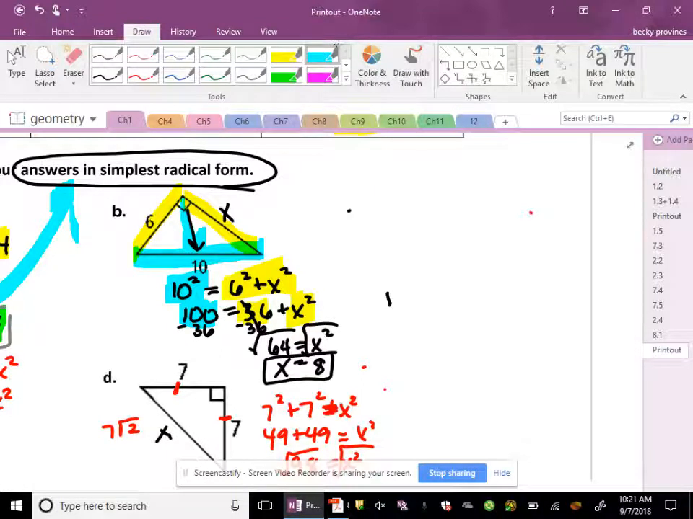And then I have to square root both sides. Okay, so the square root of 64 is going to be 8. Now, if your answer is more than 10, right here, you know that's a problem because 10 has to be the biggest number. So make sure that your answer makes sense. And this answer does.